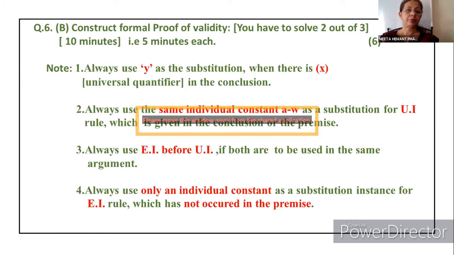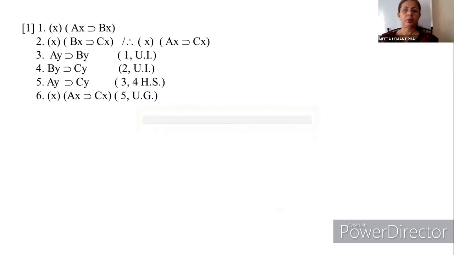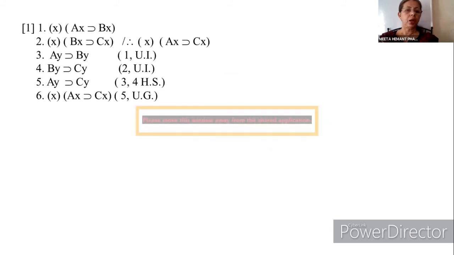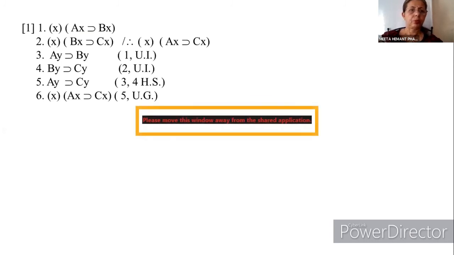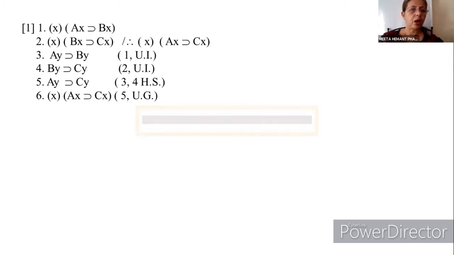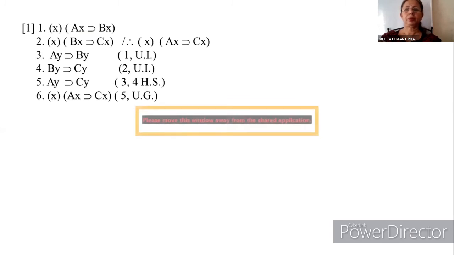Then next, see one example. You see that in the conclusion you have a universal quantifier. So you have to use y, an arbitrarily selected individual, as the substitution instance. Universal quantifier is there in the conclusion, so note it down that you have to use y as an arbitrarily selected individual. Then next example.